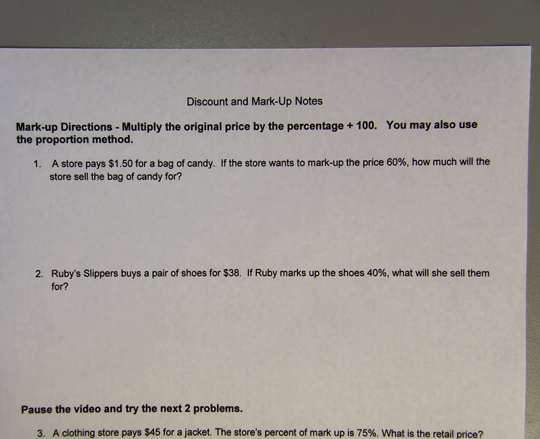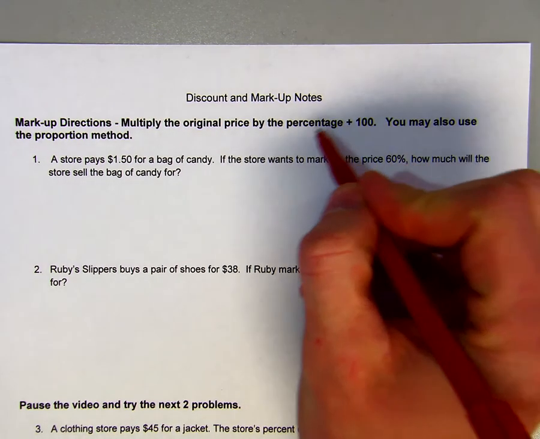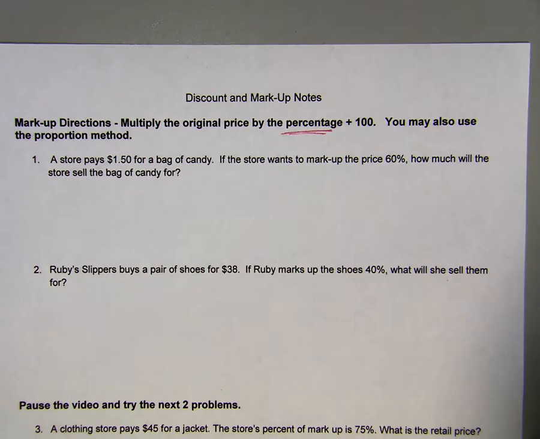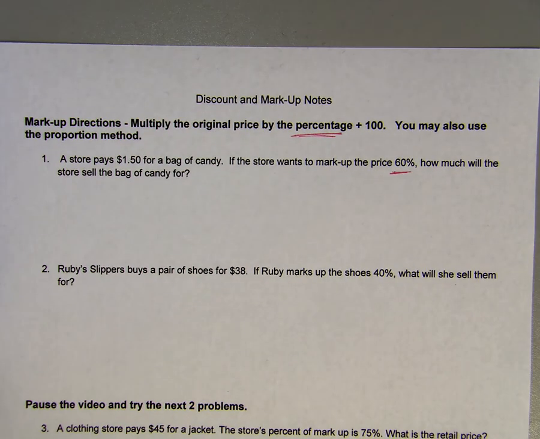methods. So our first problem is: the store pays $1.50 for a bag of candy. If the store wants to mark up the price 60%, how much will the store sell the bag of candy for? Now, the reason we multiply by the percentage, okay, we're going to multiply it by 60%, okay? That's how much the price is increasing.